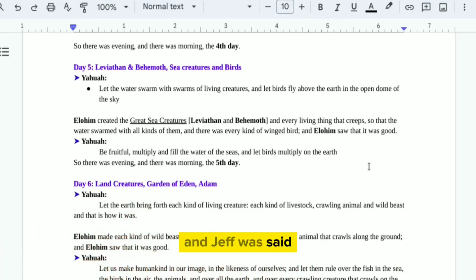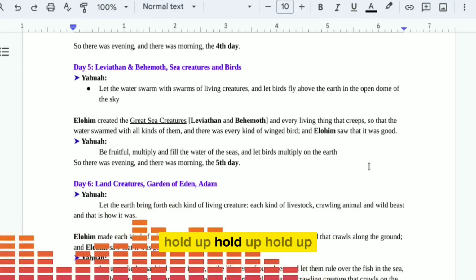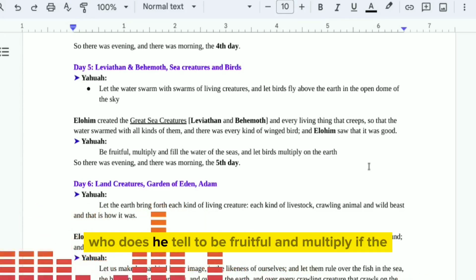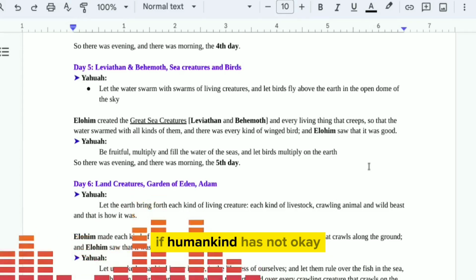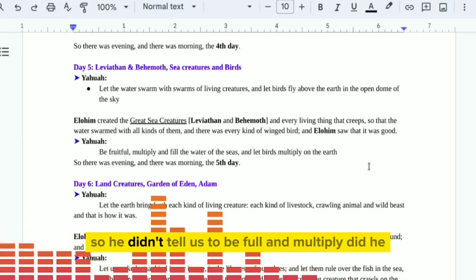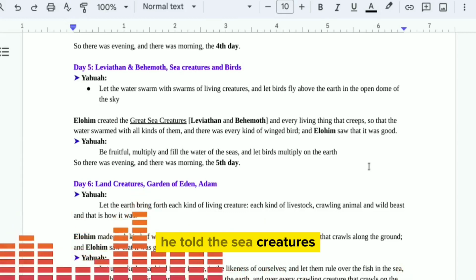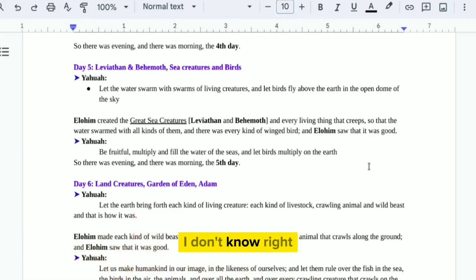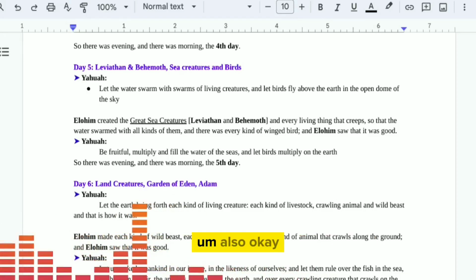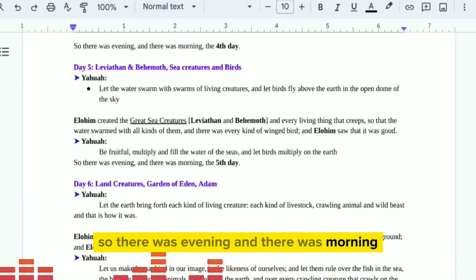And Yahuwah said, be fruitful and multiply, and fill... Wait a minute. Hold up. Who does he tell to be fruitful and multiply if humankind has not? Okay, so he didn't tell us to be fruitful and multiply, did he? He told the sea creatures and the birds to multiply on the earth, right? I don't know. Okay, well that's confusing. Also, okay, so there was evening and there was morning, the 5th day.